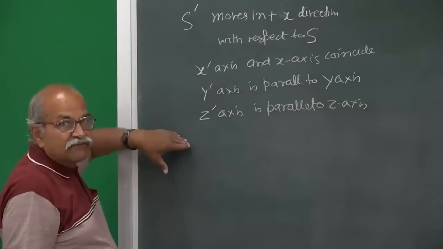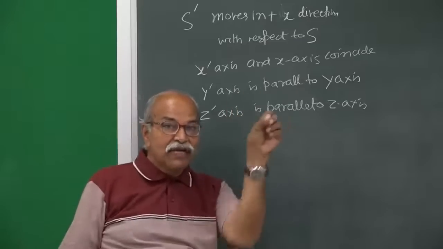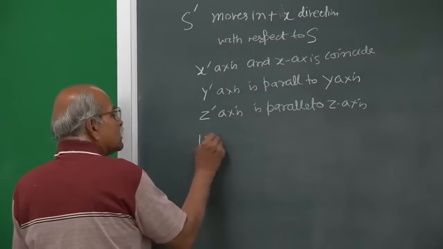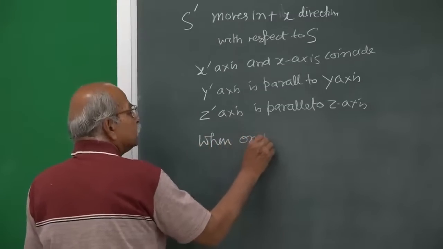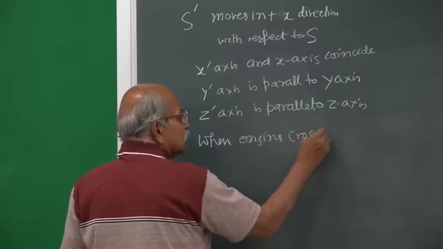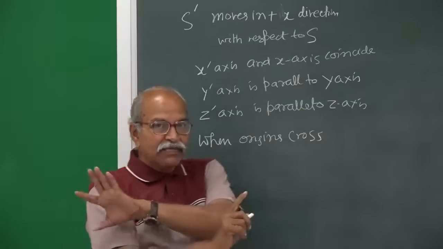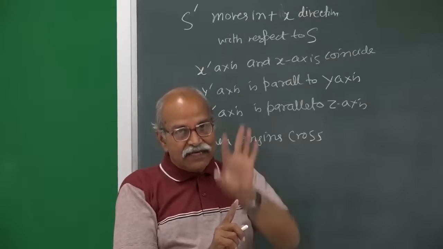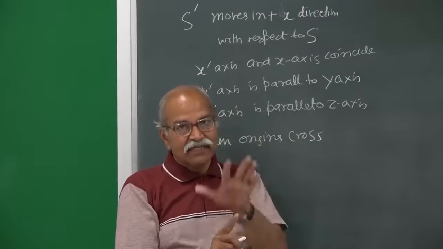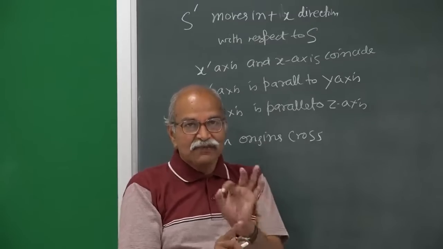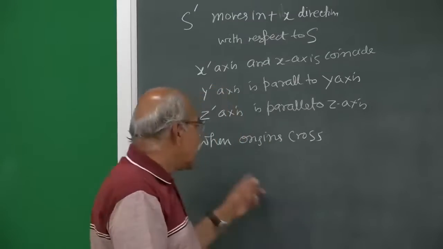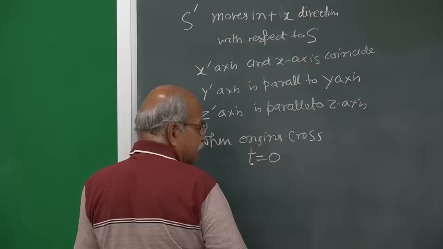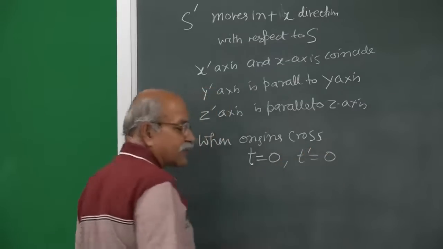And on top of all these things, we also have that time t equal to 0 and t prime equal to 0, that also very specifically we defined for this, that when origins cross, at this event the two origins are at the same place. S prime is coming from one side and moving with respect to S. So at some instant the y axis coincides with y prime axis, z axis coincides with z prime axis, and the origin O prime coincides with origin O, just one instant. So that event we say will be read as t equal to 0 in S and t prime equal to 0 in S prime.